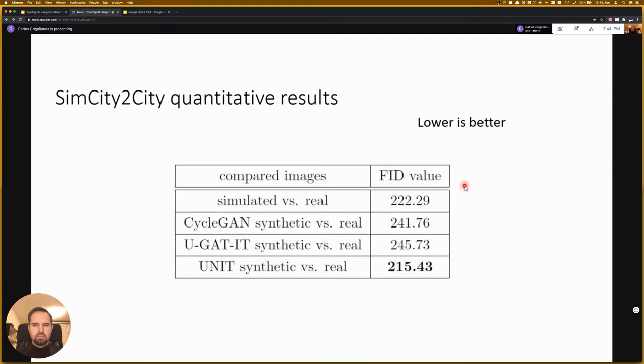So these three networks were also evaluated quantitatively using Fréchet Inception Distance. Basically, we have this baseline number 222, which we get when we compare synthetic images to real images. If the number we get is higher, that means that images look worse than the simulated images. But if it's lower, it means that the synthetic images created look more similar to real images. Only one network, UNIT, managed to lower this number slightly. So because of this, it was decided to continue only with this network.